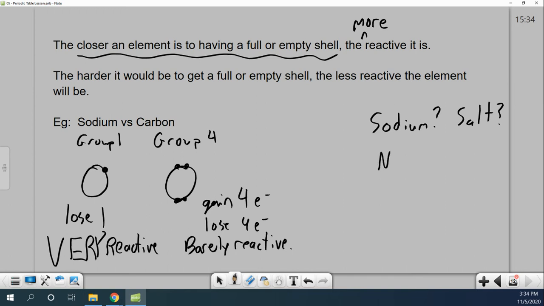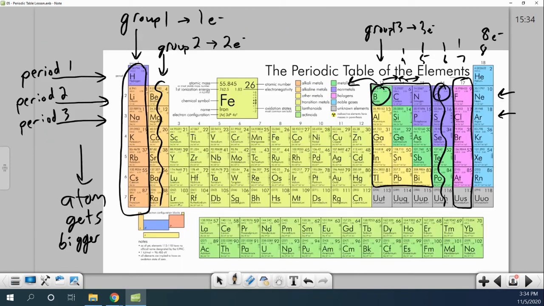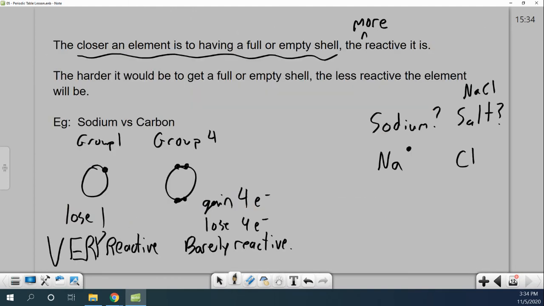Sodium has 1 electron in the outside shell. Salt is sodium chloride. Chlorine, if we check our table, is one of our terrifying ones over in group 7. It has 7 electrons in the outside shell. So how many does chlorine want? Well, it wants 1 more. How many does sodium want? It wants to give 1 away.